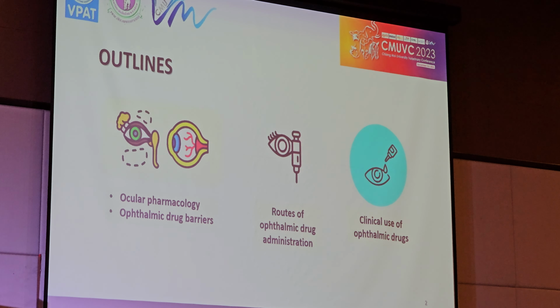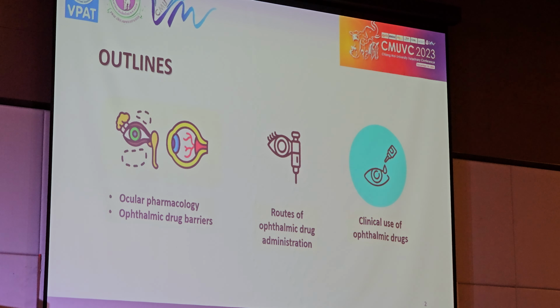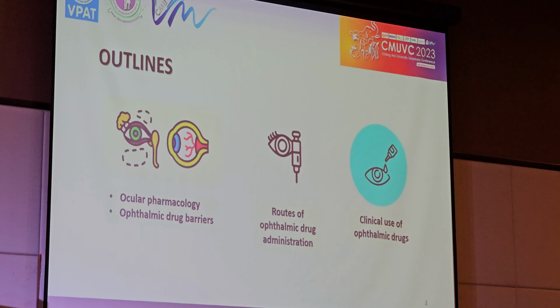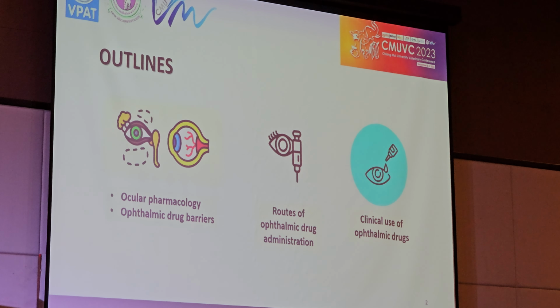I will start with a little bit of an introduction to ocular pharmacology, focusing on the ophthalmic drug barriers that affect the efficacy of the drug in the eye. And then we'll move to the routes of ophthalmic drug administration, and which route should be used for a certain part of the eye. And the last one, I will talk about the clinical use of ophthalmic drugs based on commonly found cases in veterinary practice.